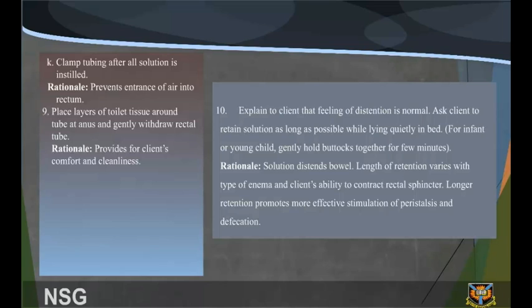10. Explain to clients that the feeling of distension is normal. Ask clients to retain the solution as long as possible while lying quietly in bed. For an infant or young child, gently hold the buttocks together for a few minutes. The solution distends the bowel. Length of retention varies with the type of enema and the client's ability to contract the rectal sphincter. Longer retention promotes more effective stimulation of peristalsis and defecation.